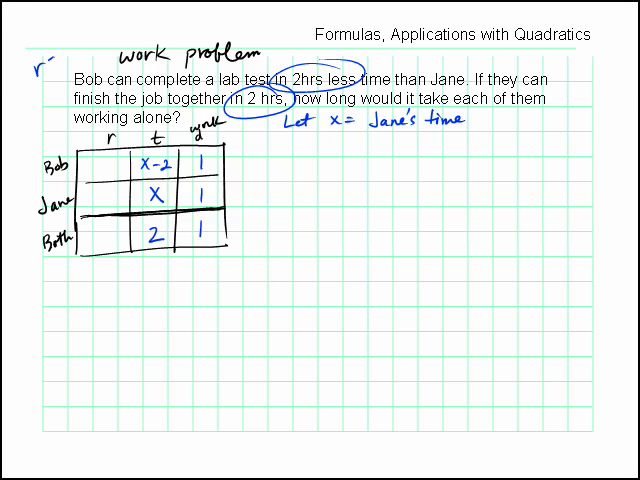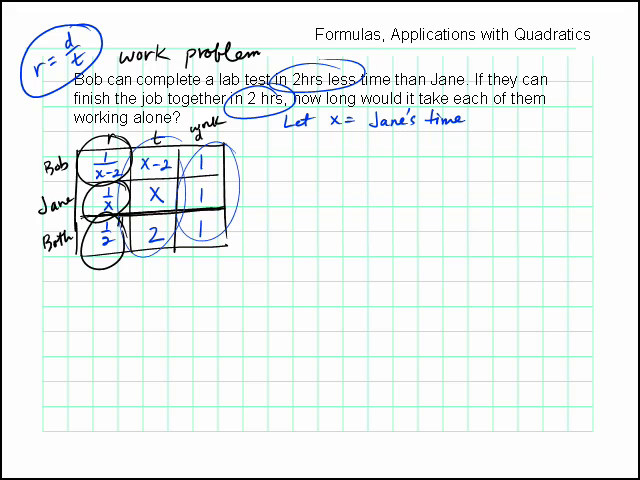Now, rate is distance divided by time. And so the rate here is going to be distance 1 over x minus 2. This one is 1 over x, and this one is 1/2. So I'm just dividing this column by that column. Now, like all work problems, our equation comes from the fact that Bob's rate plus Jane's rate must be equal to their combined rate. And so our equation is 1 over x minus 2 plus 1 over x equals 1/2. That's the equation we need to solve.